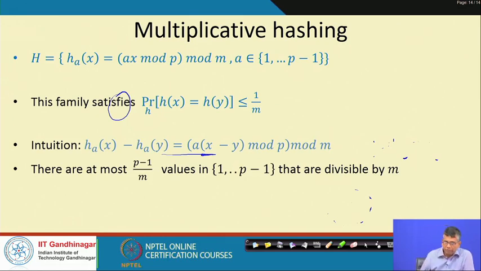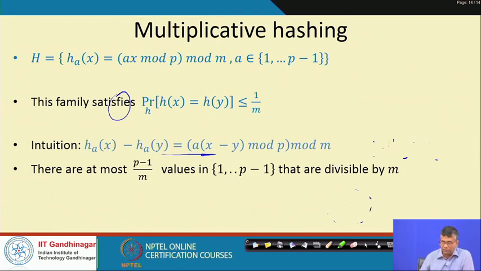So in how many ways can we choose A such that h_A of x equals h_A of y? If that happens, then A times (x minus y) mod p must have been divisible by m, because this left hand side equals 0. Now A times (x minus y) mod p is a number from 0 to p minus 1. So how can that be divisible by m? How many such numbers are there that are divisible by m?